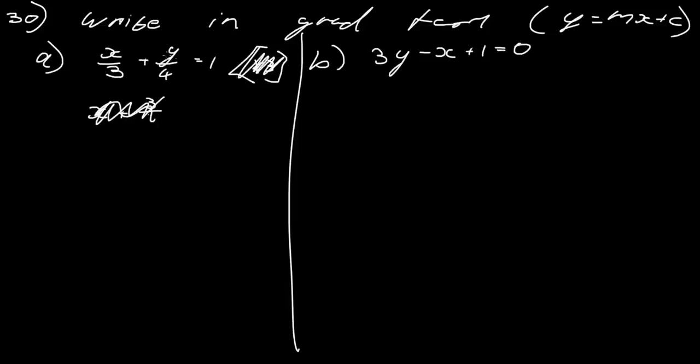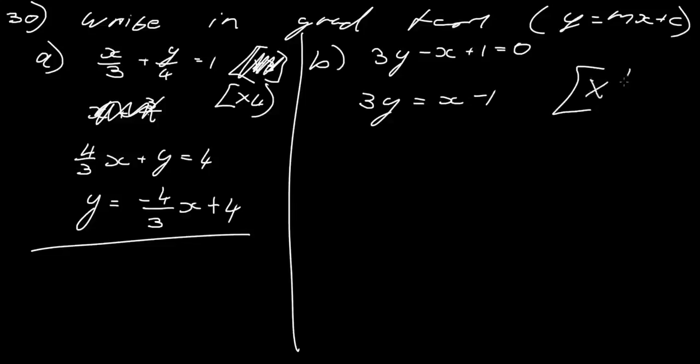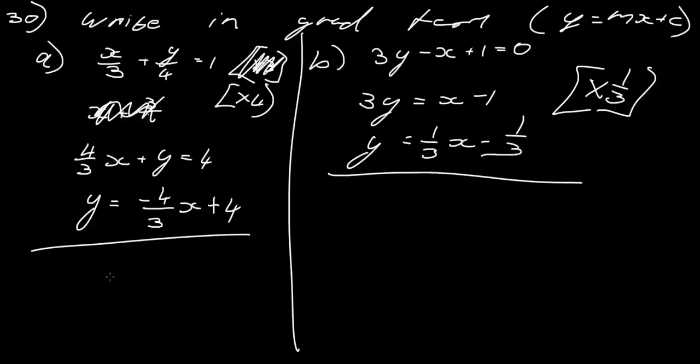Sorry about that. We want to get y by itself on the left hand side if you look at the gradient form. Okay, and here, same thing, just arrange it to get y by itself. And there you go, question 30 done.